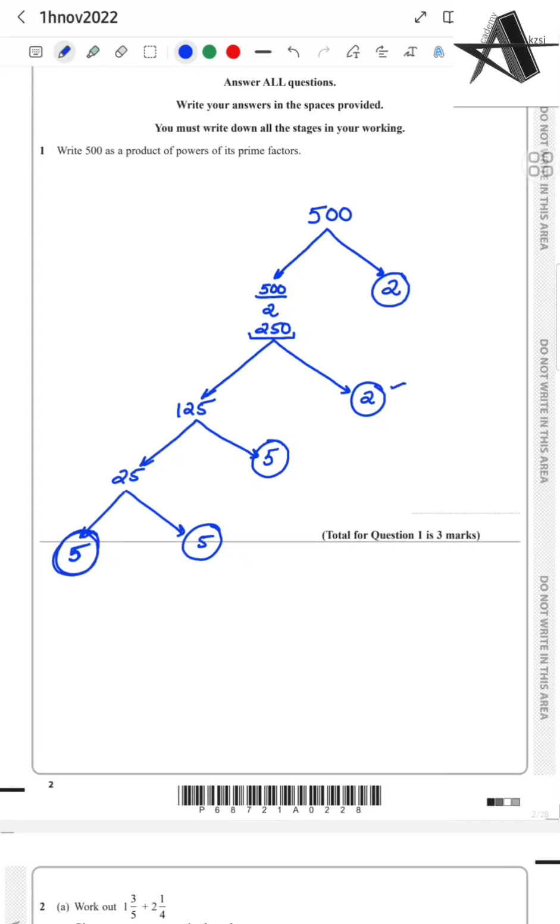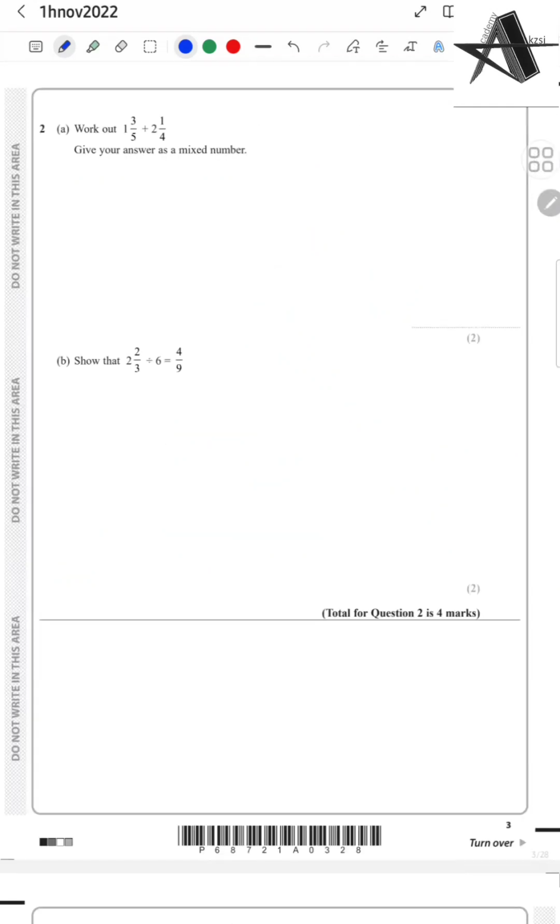Now just multiply all the encircled prime numbers, which is 5 times 5 times 5 times 2 times 2. But it says product of powers. Powers means you have to write it in indices form, exponent form. So how many 5s are there? 3. So 5 to the power of 3. And how many 2s are there? 2. So multiplied by 2 to the power of 2. That's your final answer. Next question.